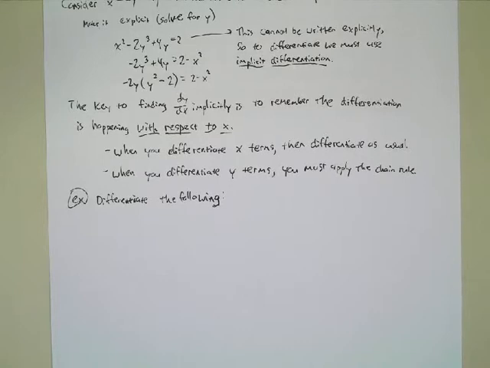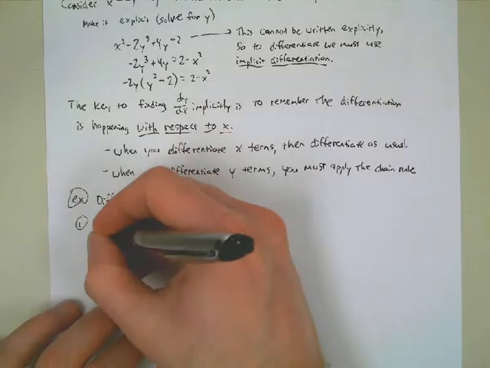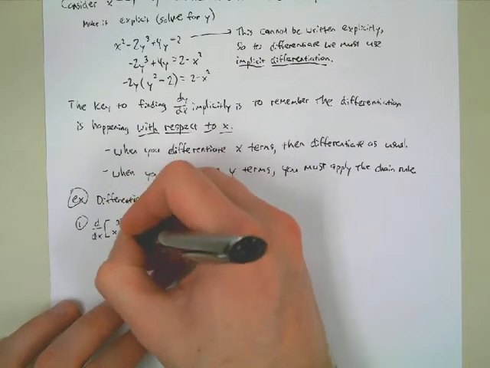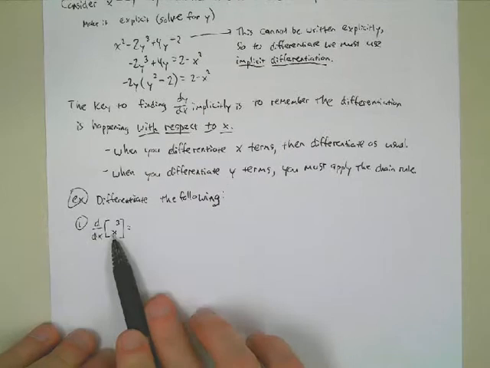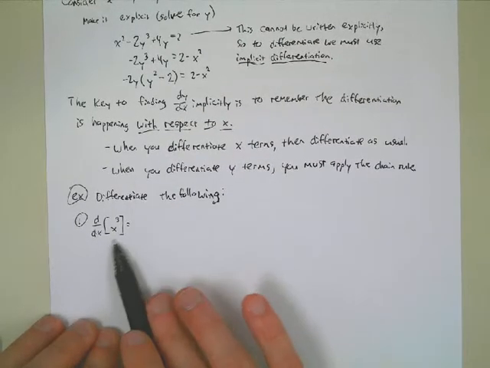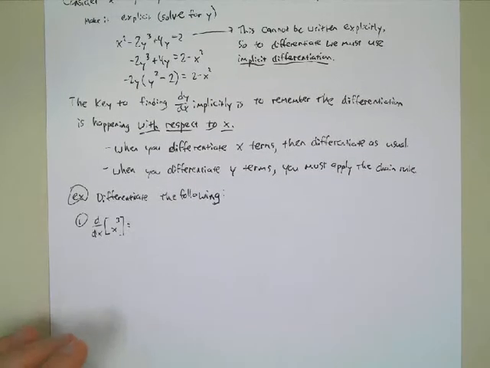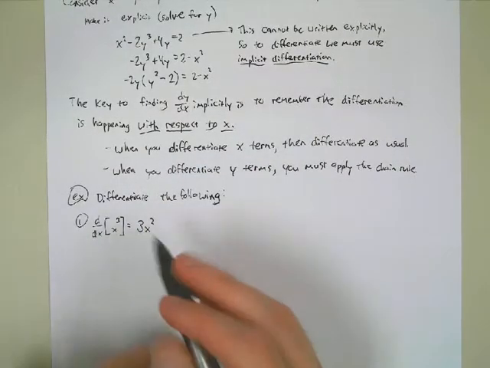All right, so the first thing we're going to differentiate is the derivative with respect to x of x cubed. So this thing we're trying to differentiate is just an x term, right? So then we differentiate as usual. So the derivative of x cubed with respect to x is going to give us 3x squared, right? That's normal. It's an x term, so when you differentiate an x term, you just differentiate it like you normally would. No problem.